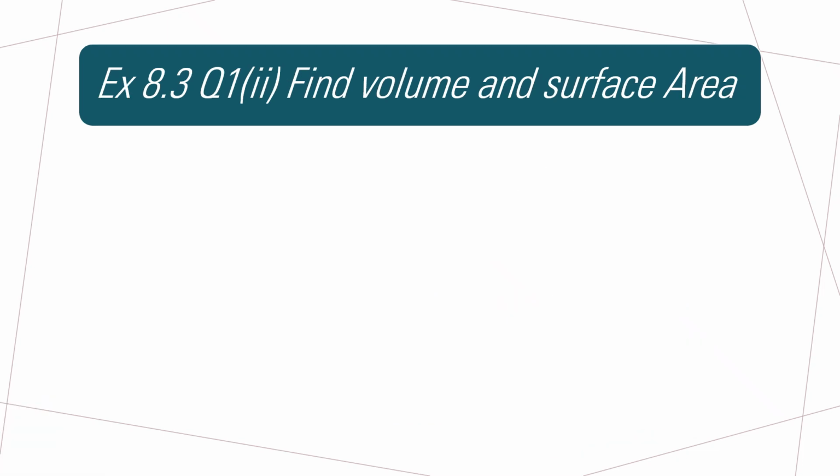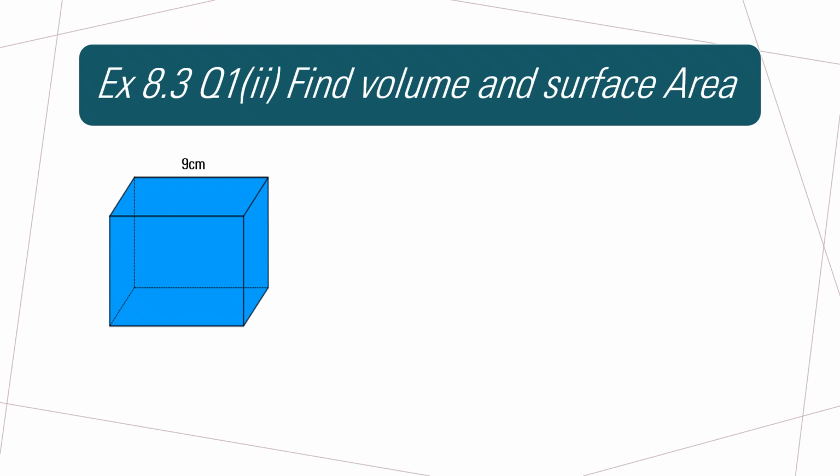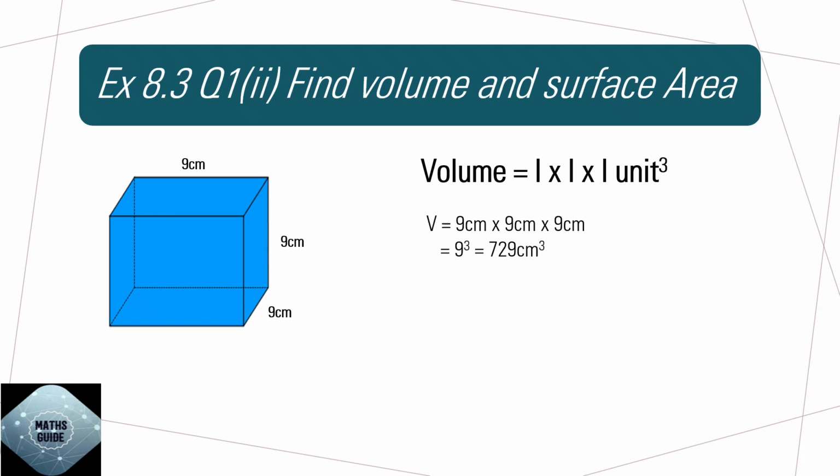Now exercise 8.3 question number 1 part 2, find volume and surface area of this shape. Yes, this is a cube and the 3 dimensions are 9 cm, 9 cm, 9 cm. For finding the volume of this cube we have to multiply each dimension 3 times and we get 729 cm cube. Now let's find out its surface area. The formula for finding surface area is we will multiply the area of each side of this cube by 6.